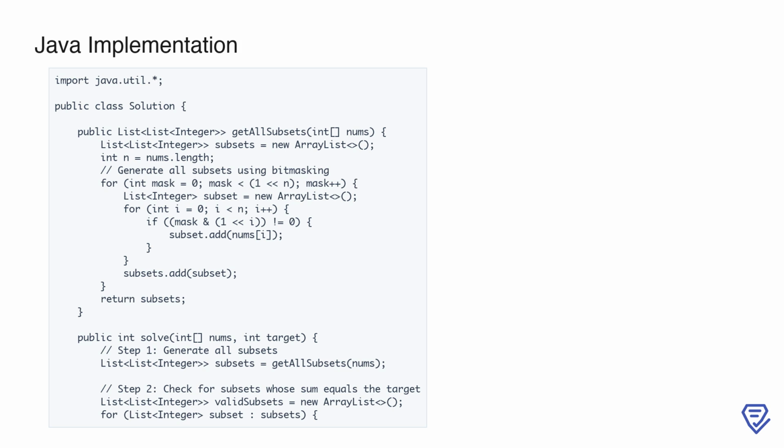Below that, we define another method called solve, which starts by calling getAllSubsets to generate all subsets of the input array, nums. The next step is to filter these subsets to find the ones whose sum matches the given target value.